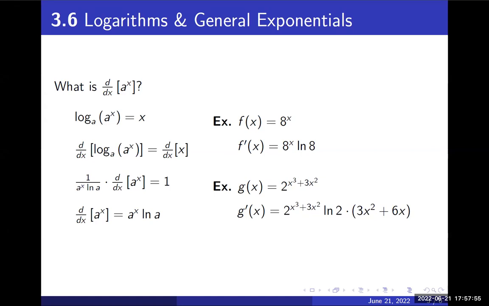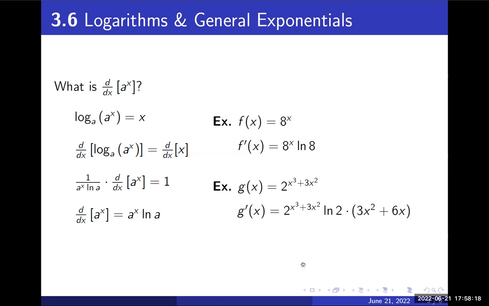Okay, again, what happened? We repeated the whole thing. But then, because we've got a base 2, we need to multiply by the natural log of 2 to get that derivative of the base 2 here. And then, of course, multiplied by the derivative of your inside.